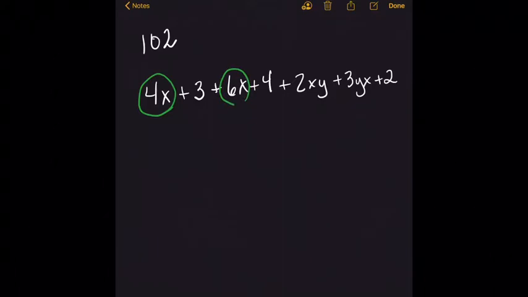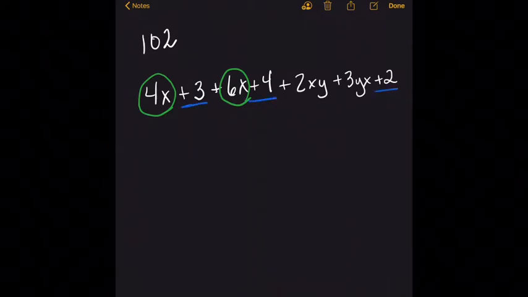4 times x, 6 times x. Our 2xy and 3yx are not x terms because they're also being multiplied by y. Let's underline our constants. We'll use blue to underline our constants. Okay, we have a 4, a 3, and a 2. And then let's talk about 2xy and 3yx. If you'll recall, multiplication is commutative. So just because these are not written in the same order doesn't mean they're not like terms.